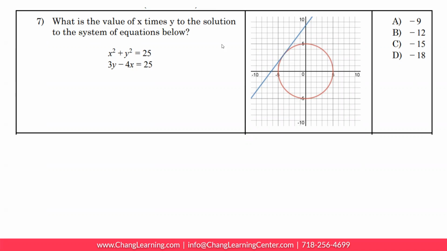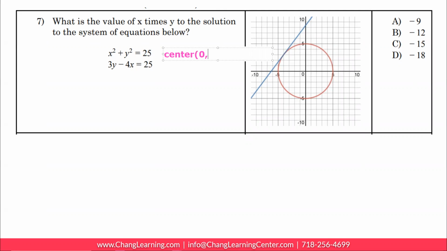But we do know, if we're familiar with the circle formula, that the center is at 0, 0, and the radius is 5. And we know this because the square root of 25 is 5. So knowing that the radius is 5 makes sense if we look at the picture here.